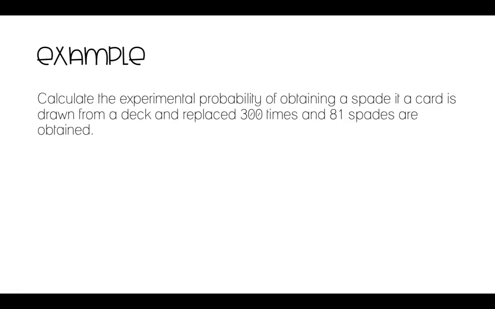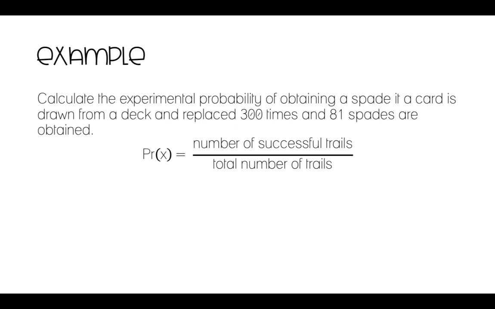Now let's do an example. Calculate the experimental probability of obtaining a spade if a card is drawn from a deck and replaced 300 times and 81 spades are obtained. So we know how many spades we're getting and we know how many times we're doing the experiment. So we say the probability equals the number of successful trials, so how many times we get a spade, over the number of times we completed the experiment. So probability here equals 81 over 300, which gives us 27 over 100.